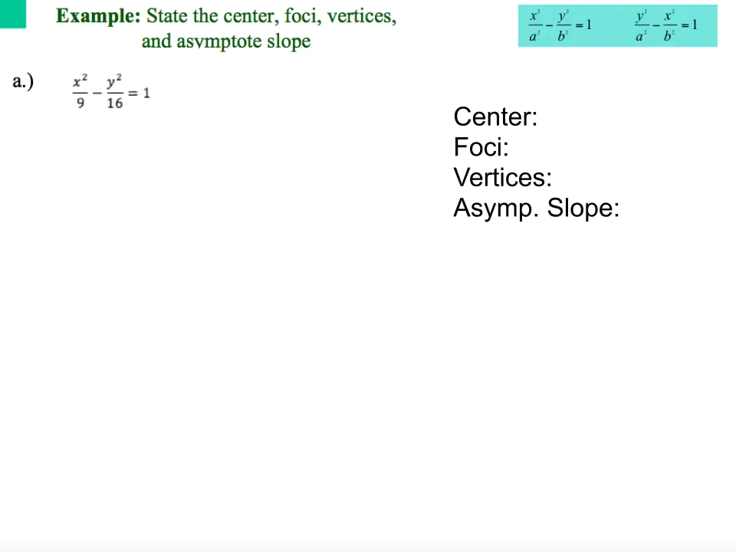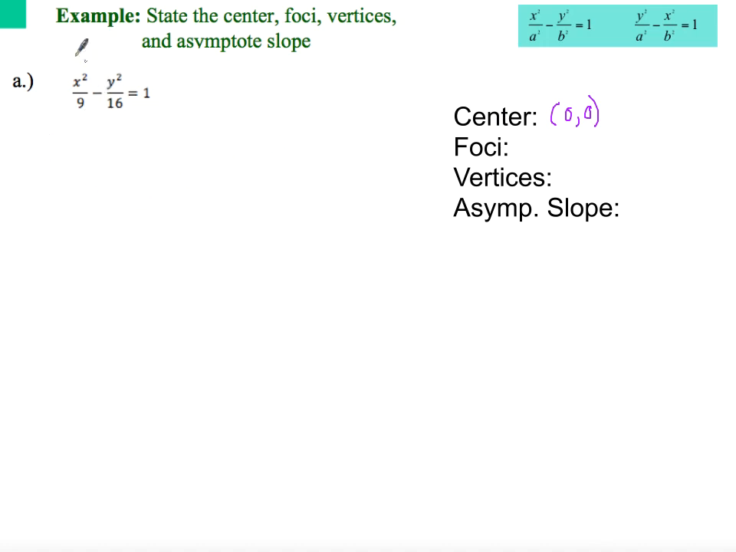Section 8.3, we'll look at now some examples of the hyperbola, starting with letter A here. x squared over 9 minus y squared over 16 is equal to 1, and we're looking at finding the center, the foci, the vertices, and the slope of the asymptotes. Similar to the ellipse, we just see an x squared and a y squared here, nothing else within those, and that means that 0, 0 is going to be the center of our hyperbola.